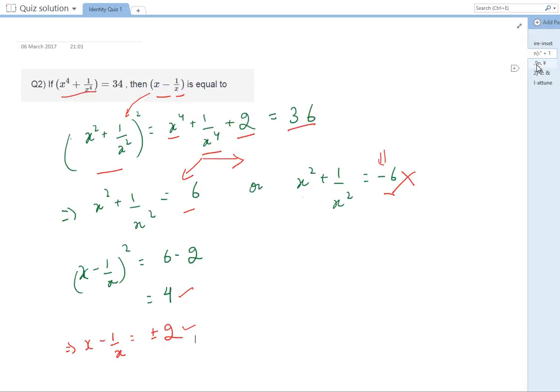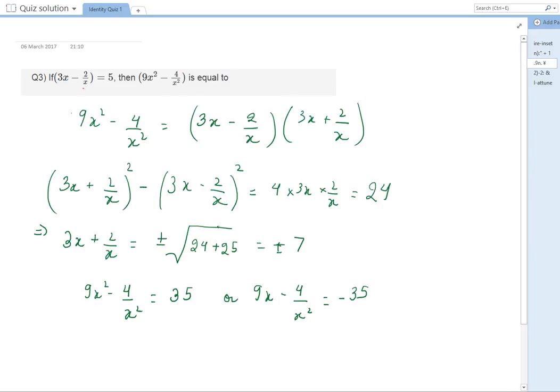Looking at the next question. Here we have been given 3x minus 2 by x equal to 5, and we have been asked to calculate 9x square minus 4 by x square. Now there is a minus here. If it were a plus, we would just have squared this and we would have got a constant term and we would have subtracted it and we would have got the answer. But since it's a minus, we'll have to use a different relationship.